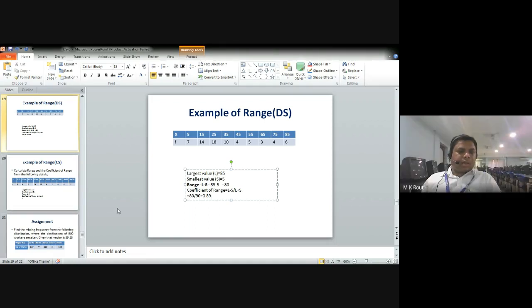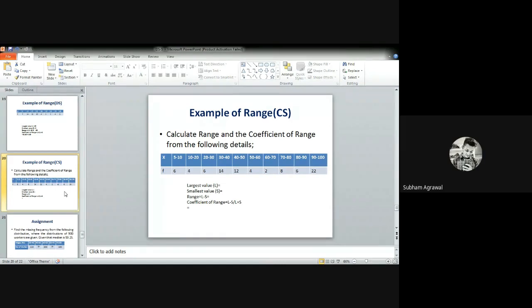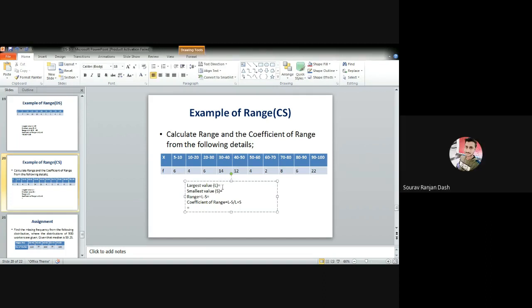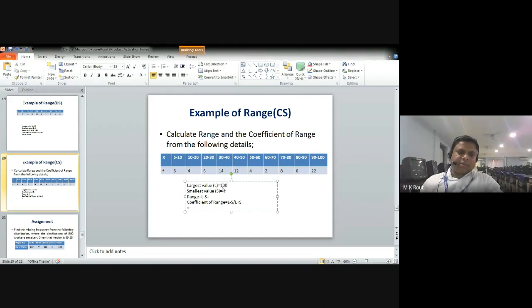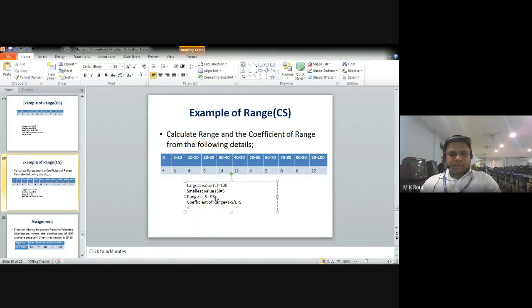Okay. Then moving to the next one. In case of continuous series, calculate the range and coefficient of range from the following details. So what is the largest value here? 100, and the smallest value is 5. Your range is 95. Good. Then moving to calculate the coefficient.